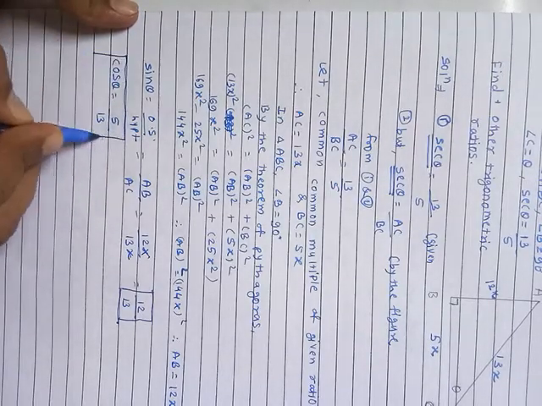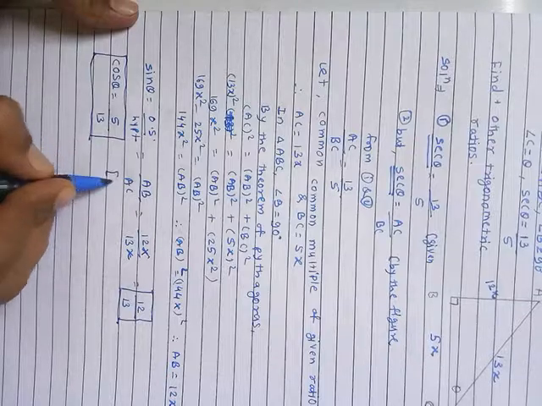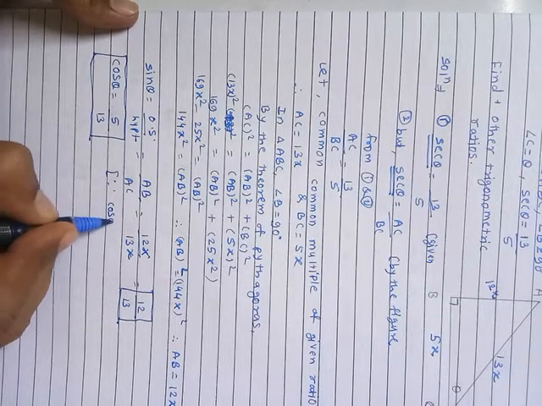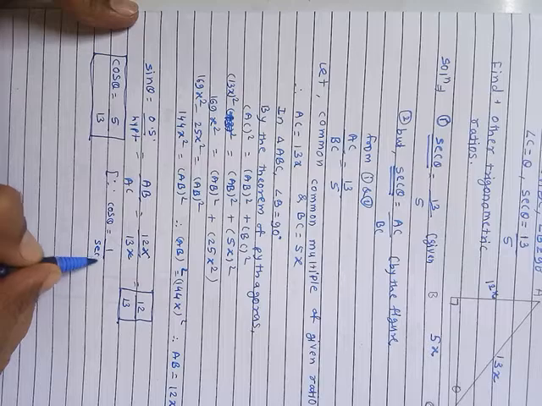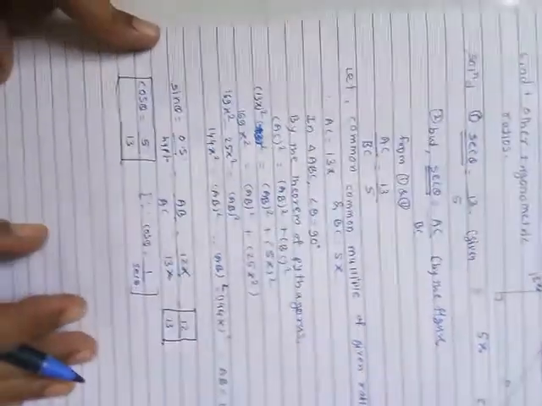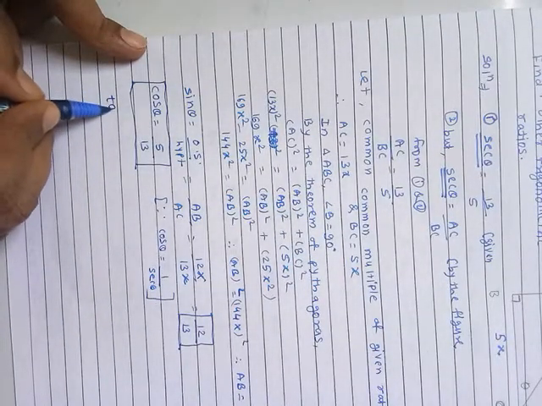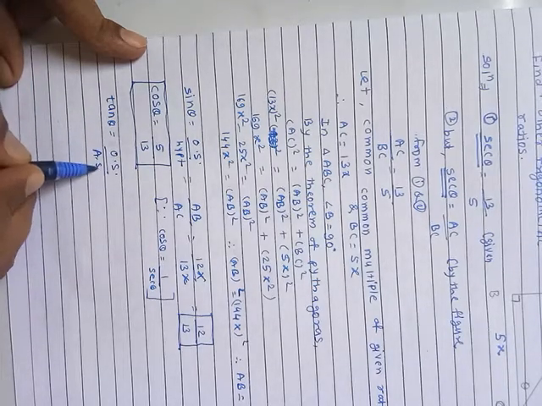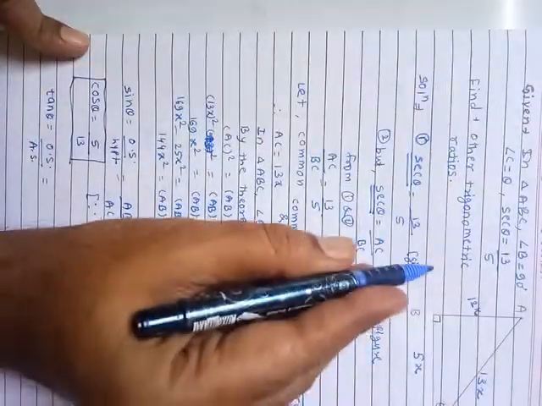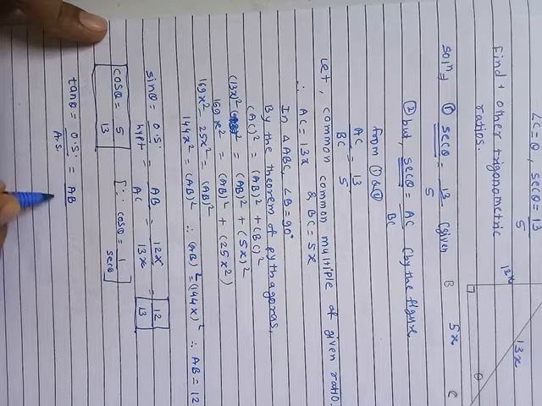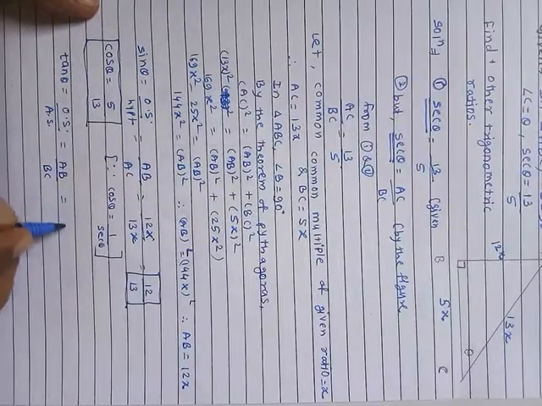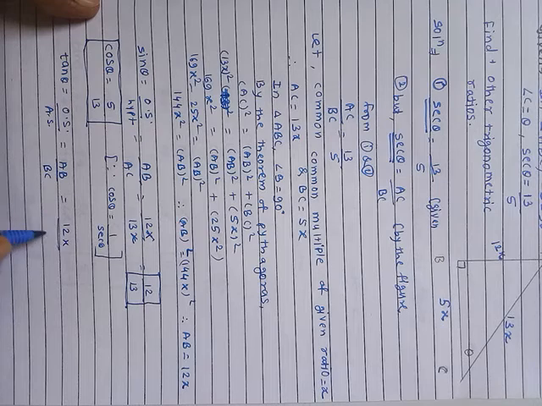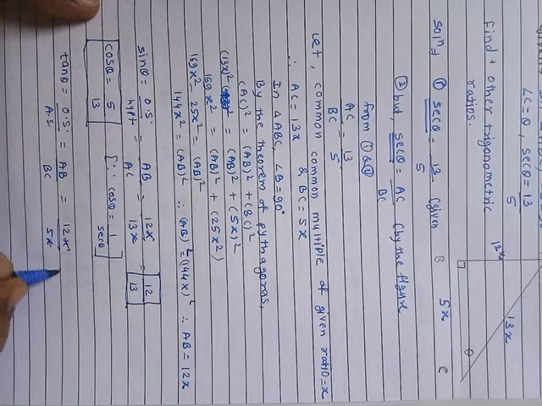Write down the formula here, or the reason here: cos theta equals 1 upon sec theta. Then find tan theta. Tan theta equals opposite side upon adjacent side. What is the opposite side? Opposite side is AB and adjacent side is BC, so AB by BC. AB equals 12x and BC equals 5x. Here x and x get cancelled, that equals 12 upon 5.